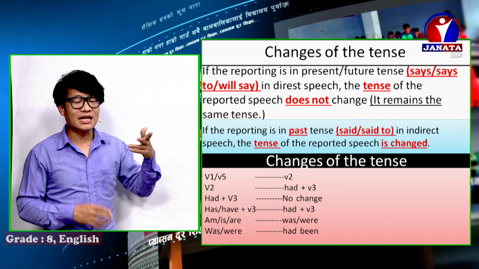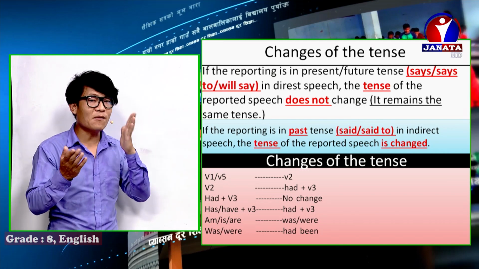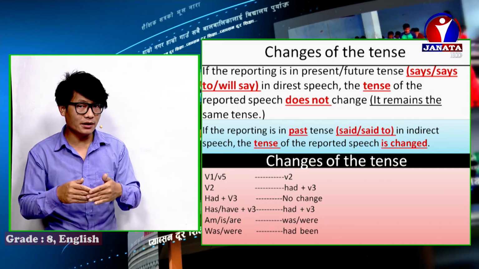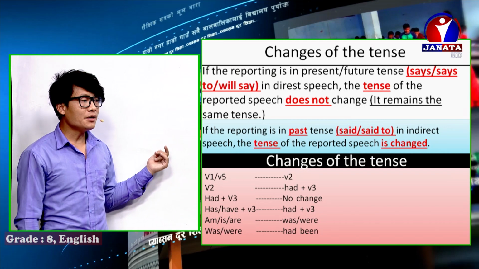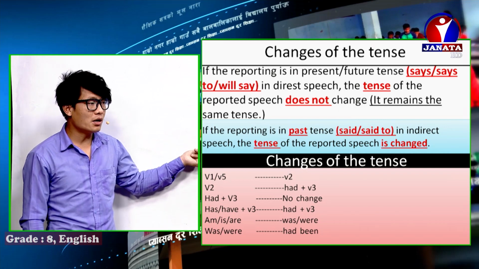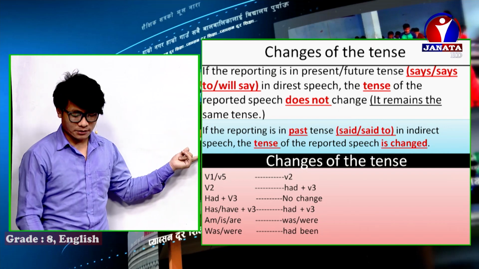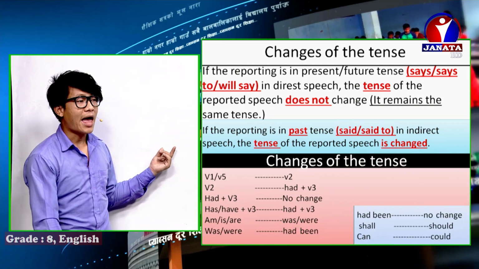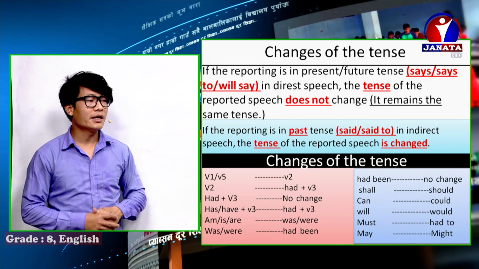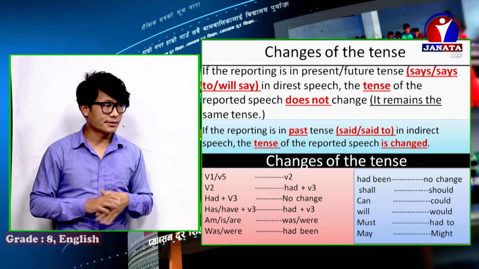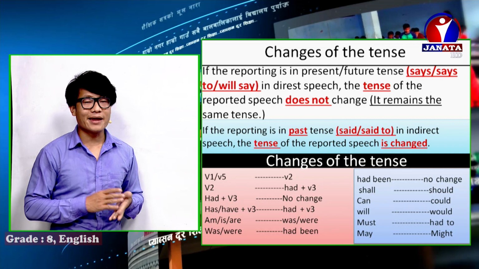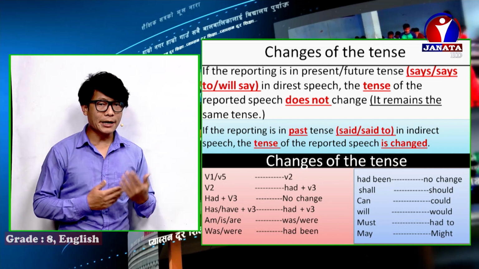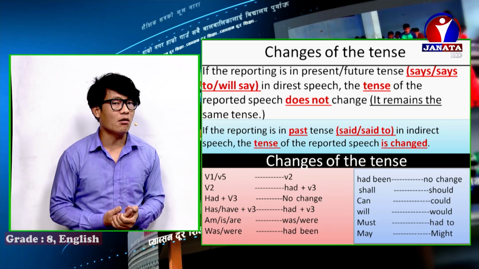Has or have plus verb 3, that means present perfect, changes into past perfect, and past perfect no change. Am, is, are, was, were, had been. Remember, am, is, are change to was, were, and was, were change to had been. Next slide you can see, had been, no change. Shall, should, can, could, will, would, must, had to, may, might. Remember, okay, this is called a change of tense.